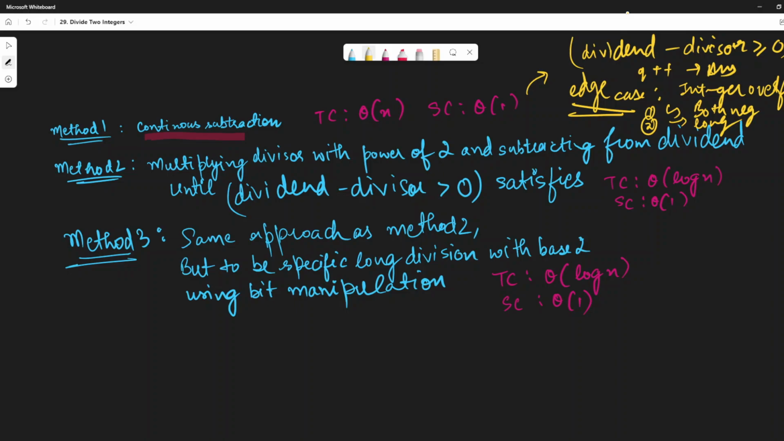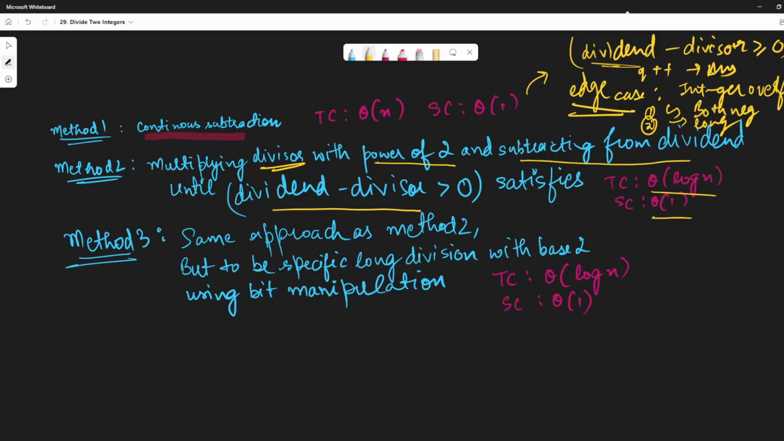Our second method would be that because we want to simply reduce the time complexity, right? So we'll multiply our divisor with powers of 2 and subtract from the dividend until this condition is satisfied, which we were having earlier also. So this is our method 2. And here the time complexity would be log n and space complexity would be order of 1.